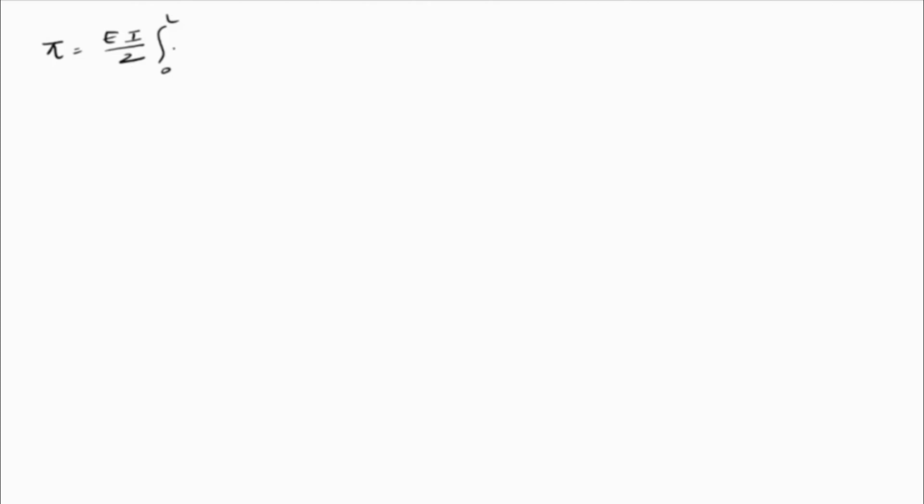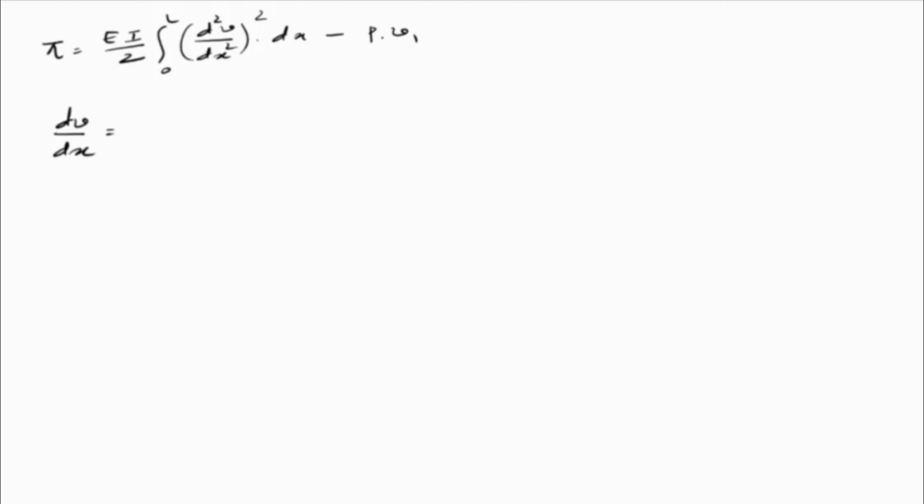It is EI divided by 2 integration 0 to L, d square V divided by dx square, whole square, into dx, minus P into V1. So this is my P function. Now here I have to differentiate this V twice, and whatever value I get, I have to square it. Instead of substituting V here, let me do it separately. First I will differentiate dV by dx, I mean I will differentiate V once.